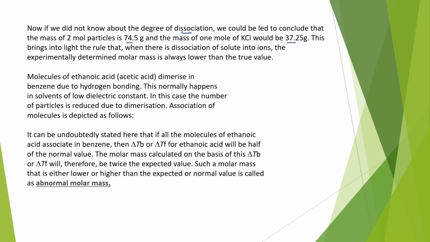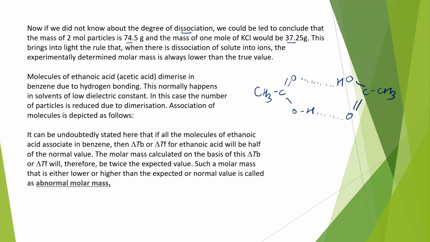Molecules of ethanoic acid, acetic acid, dimerize in benzene due to hydrogen bonding. This normally happens in solvents of low dielectric constant. In this case, the number of particles is reduced due to dimerization. Association of molecules is depicted as follows: CH3, C double bond O, OH, one molecule, and OH, CH3, C double bond O, the other. So O and H will form a hydrogen bond, and O and H form a hydrogen bond. This leads to the dimerization of acetic acid.